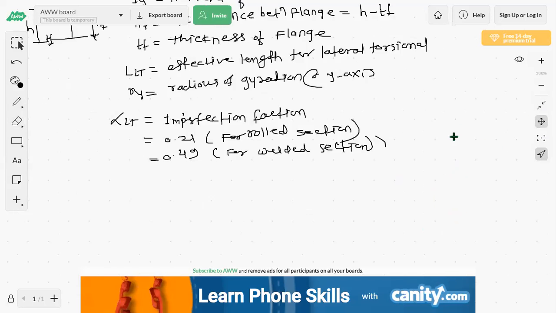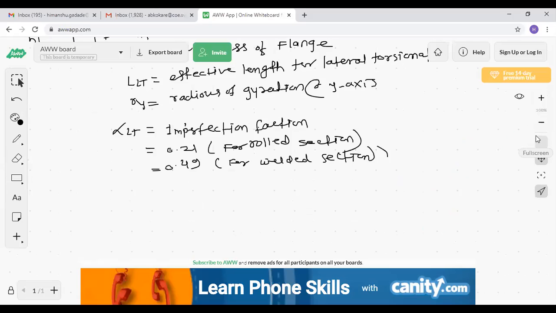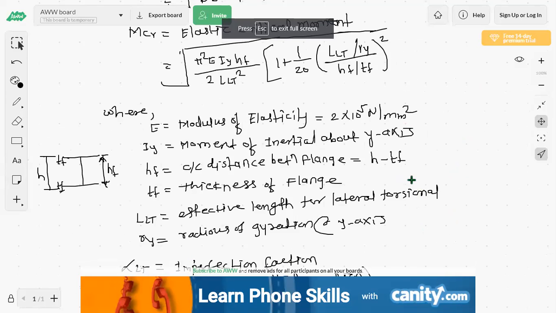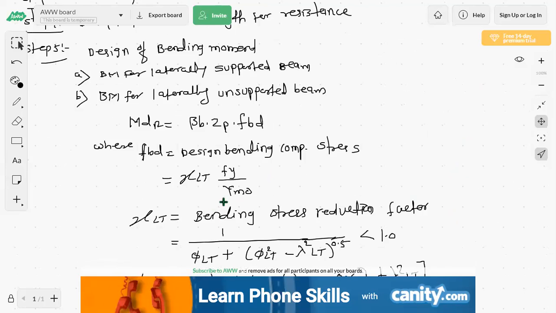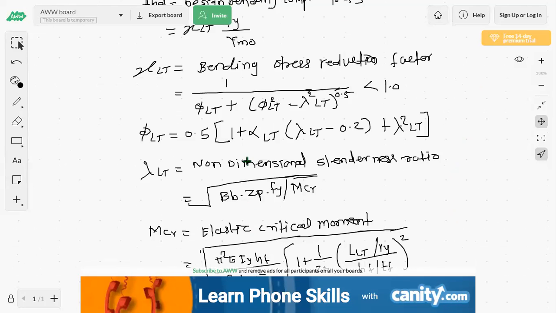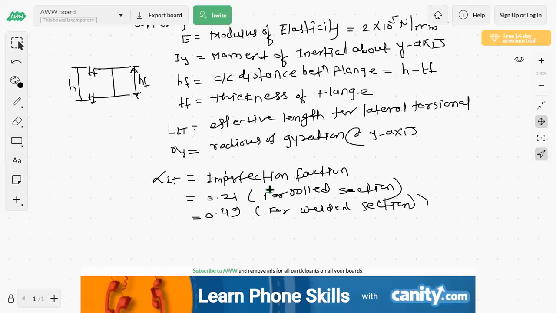So this is the MDR. For laterally unsupported beam, MDR is beta B into ZP into FBD. For FBD calculation we have seen so many formulas here, you can see. So many formulas we have calculated for the calculation of FBD. FBD is the torsional stress generating in the beam due to lateral forces.